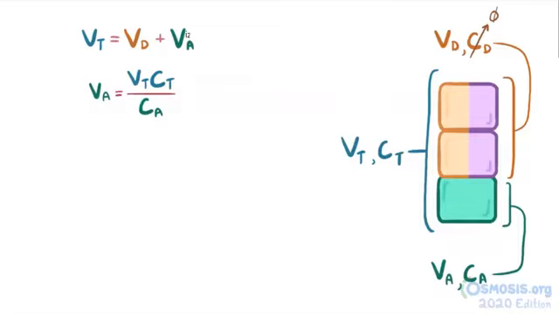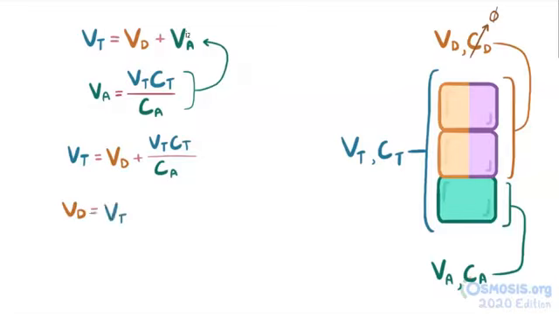Now that we have Va, we can substitute that in our original equation, and we'll end up with the tidal volume equals the volume of the dead space plus the tidal volume times the concentration of the tidal volume over the concentration of the alveoli, which can be rearranged to be the volume of the dead space equals the tidal volume minus the tidal volume times the concentration of the tidal volume over the concentration of the alveoli, which is also equal to the tidal volume times the quantity 1 minus the concentration of the tidal volume over the concentration of the alveoli.